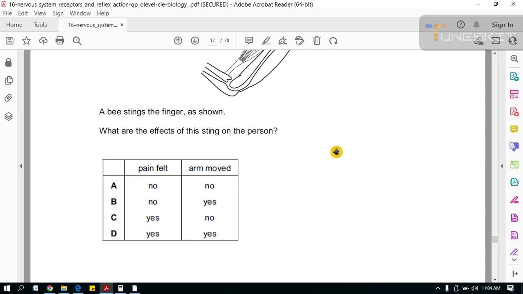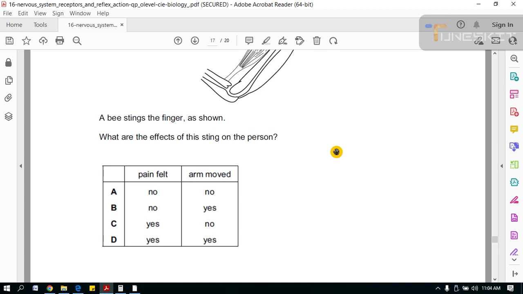Pain felt, arm move. Yes or no? You have to give this answer. So pain felt.